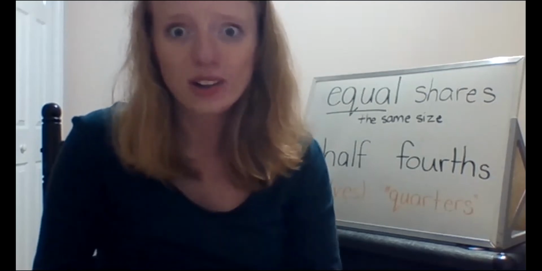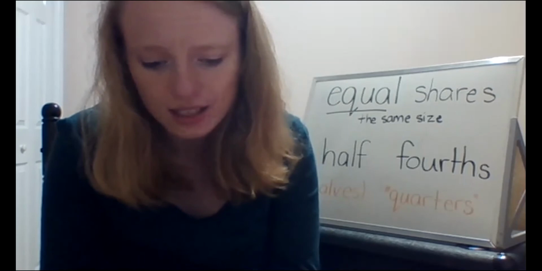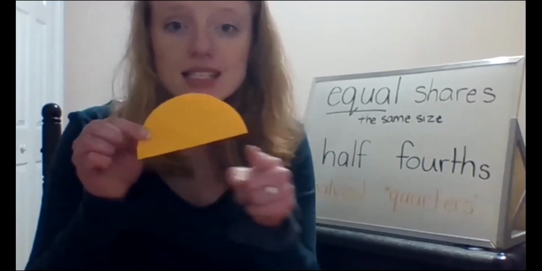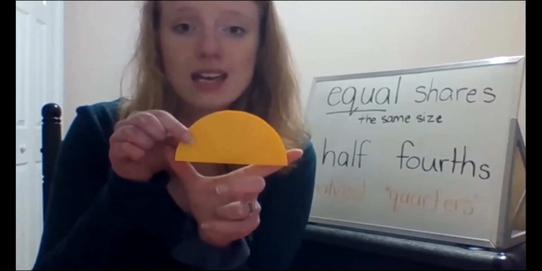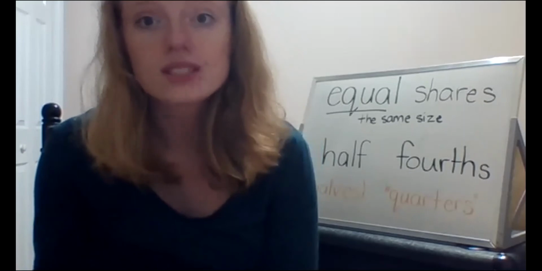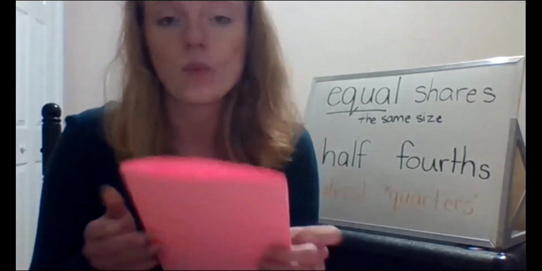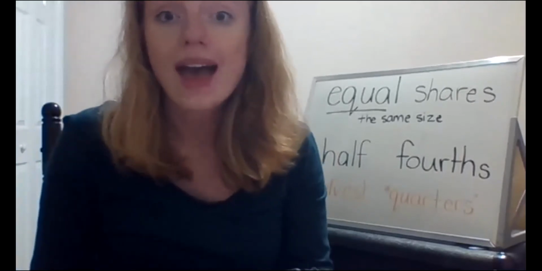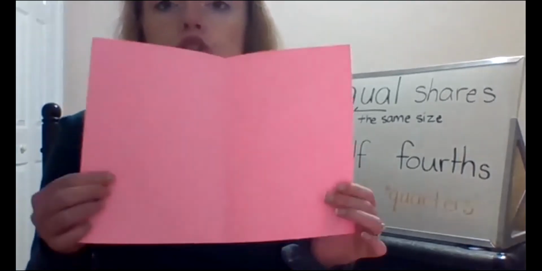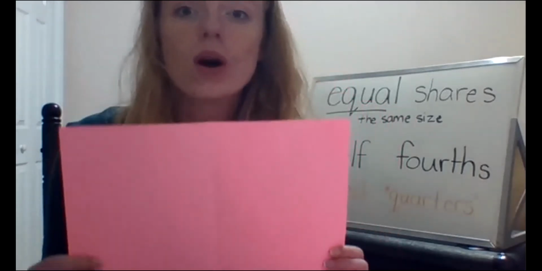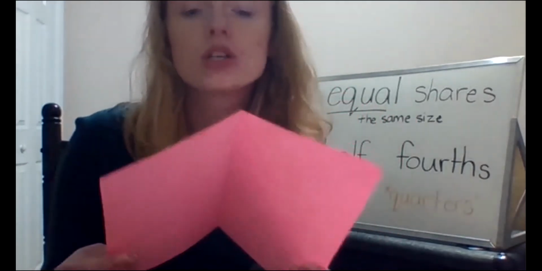So that's why there are lots of different ways to fold a circle in half, because the distance or the measurement is always going to be the same. So today we talked about how we can look at shapes and we can break them into halves, or two equal parts. Equal is super important: two equal parts or two equal shares.